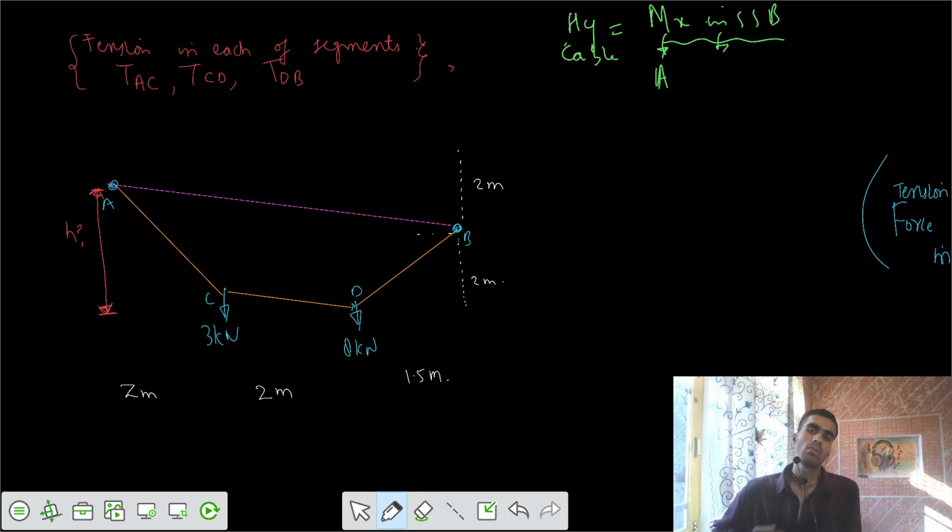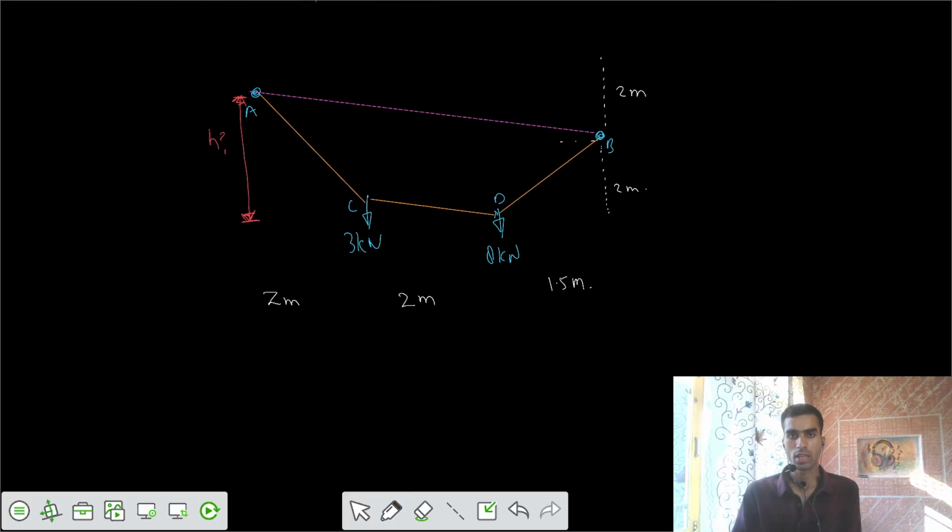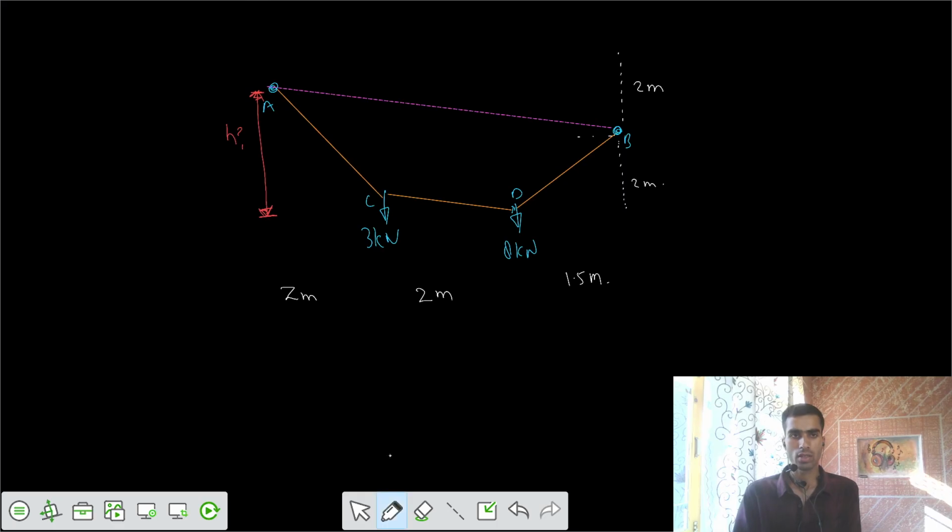So you need to calculate the reactions. Can you calculate the reactions? Let's try to write the reactions. I would say here we have some horizontal reaction of H. Here we have some vertical reaction of A. Here we have some reaction of vertical B, and here we have some horizontal reaction of H.